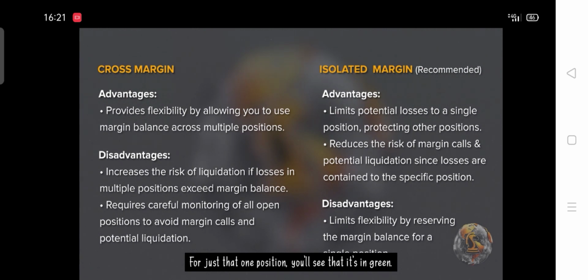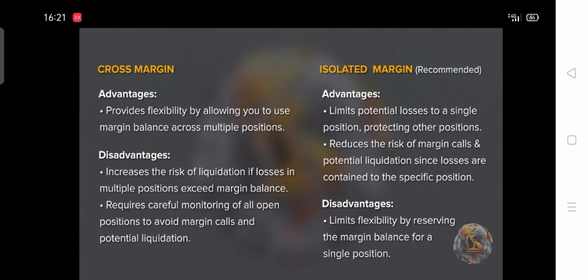You'll see that it's in green. You'll see that I recommend it. Why do I recommend it? Because the advantages of isolated margin greatly outweigh any of the advantages of cross. As a new trader especially, your number one focus should be on limiting potential losses to a single position.